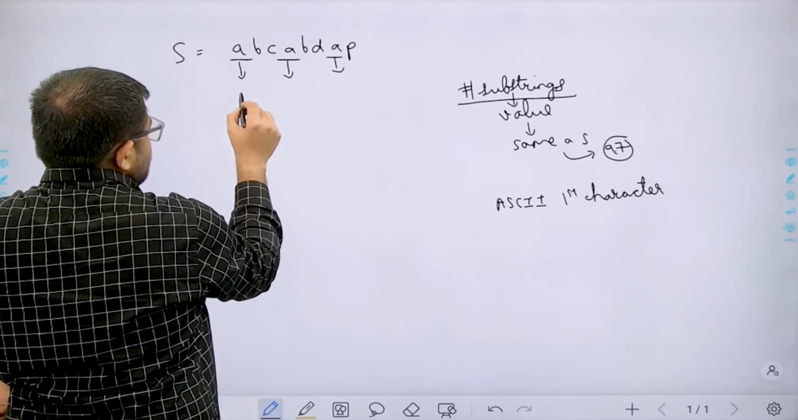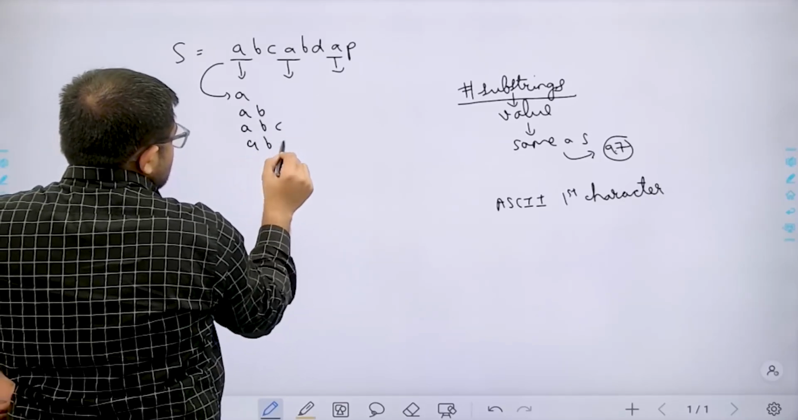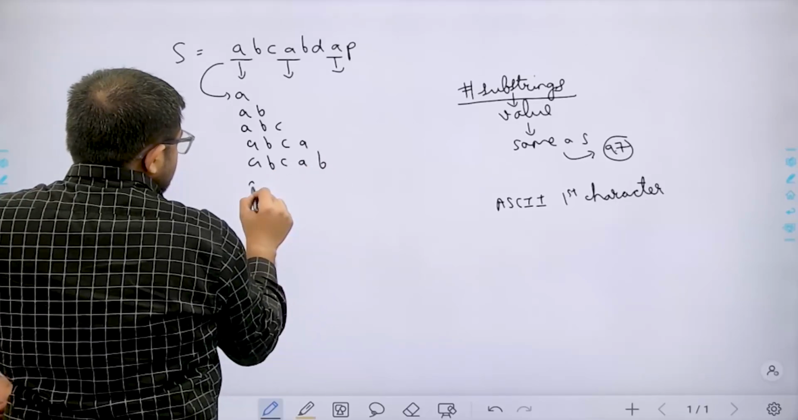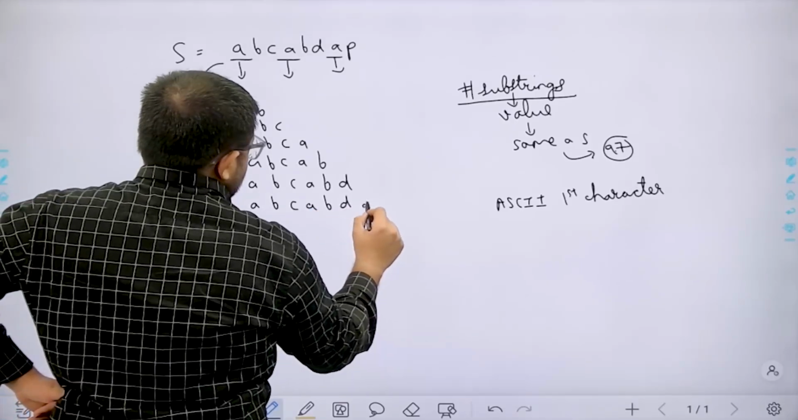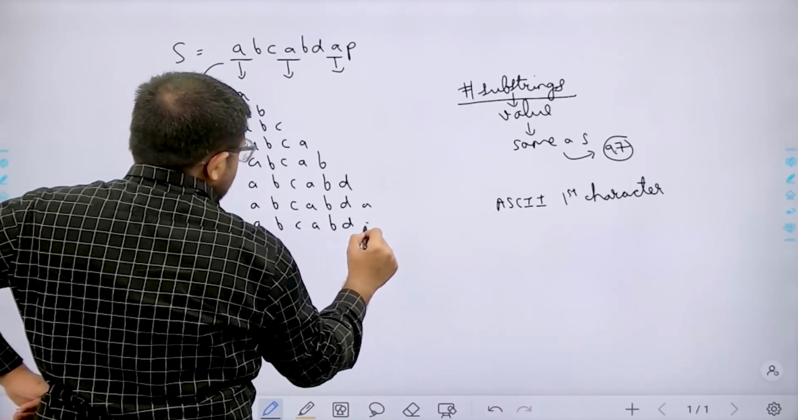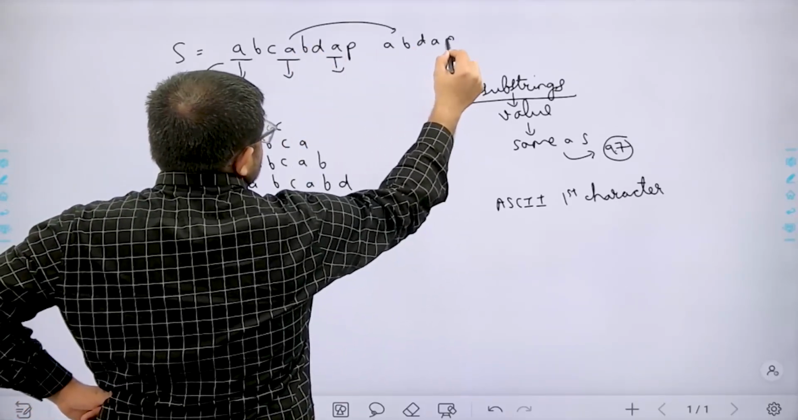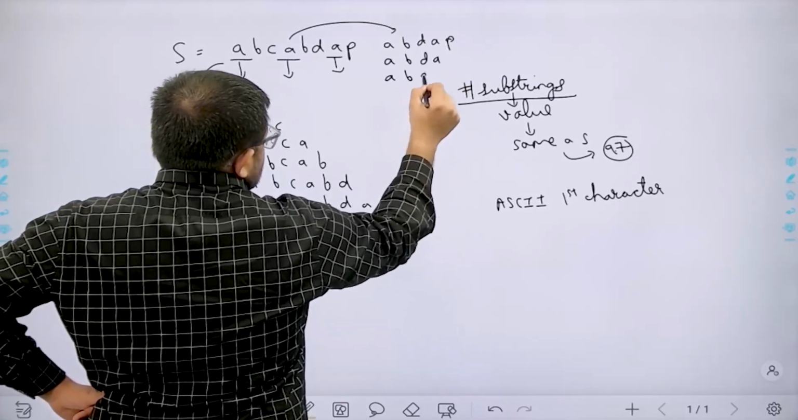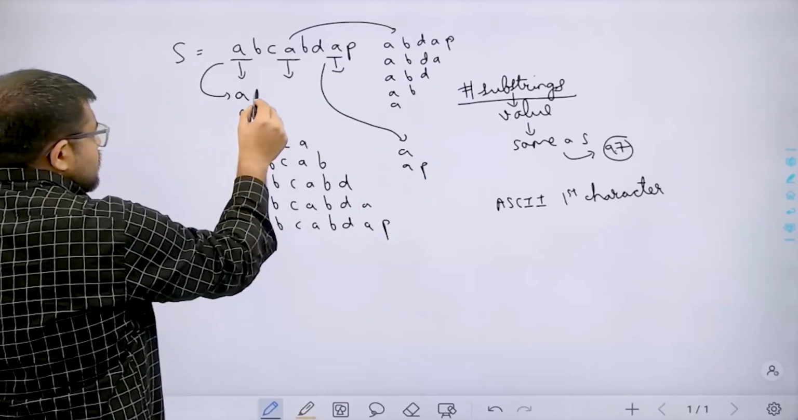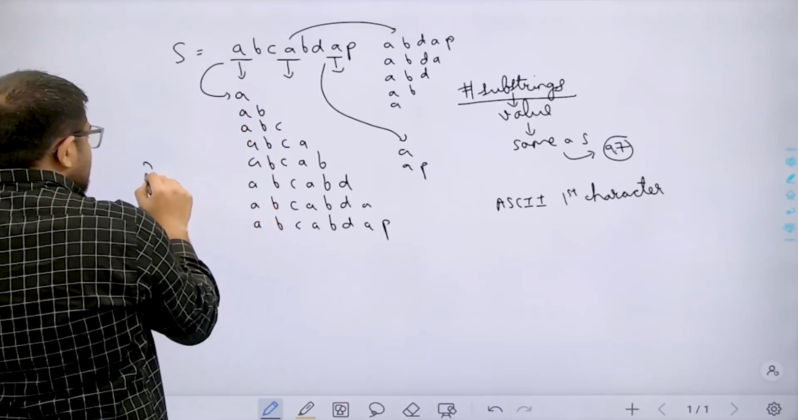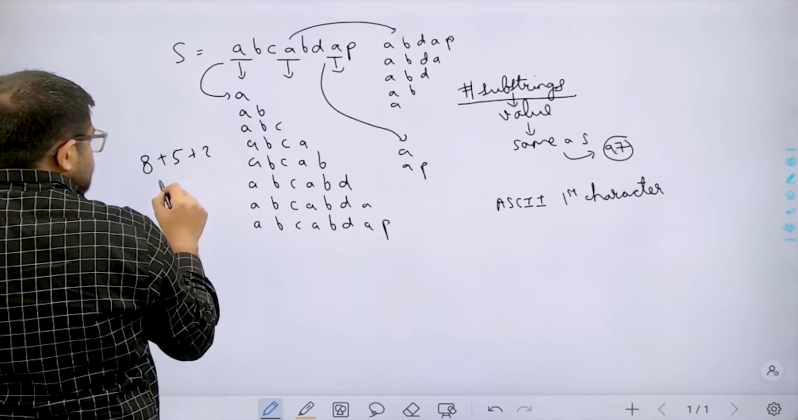So how many are there? If I write down the strings starting with this a, then it is a, abc, abca, abcab, abcabd, abcabda, and abcabdap. Then starting with this a, how many are there? abd, abda, abdap, abdab, abdabd and a. And starting with this a, how many are there? A and AP. So total it would be 1, 2, 3, 4, 5, 6, 7, 8. Right? 8 plus 5 plus 2, which is nothing but 15.